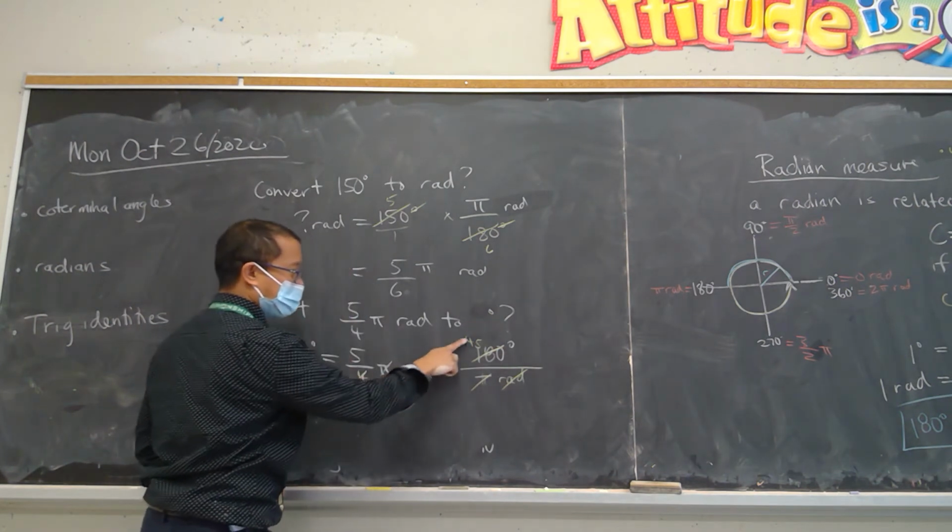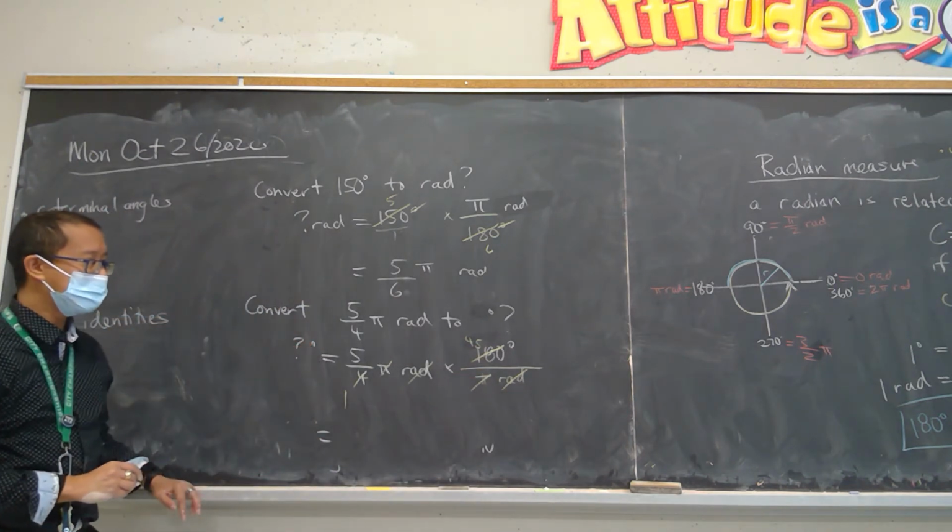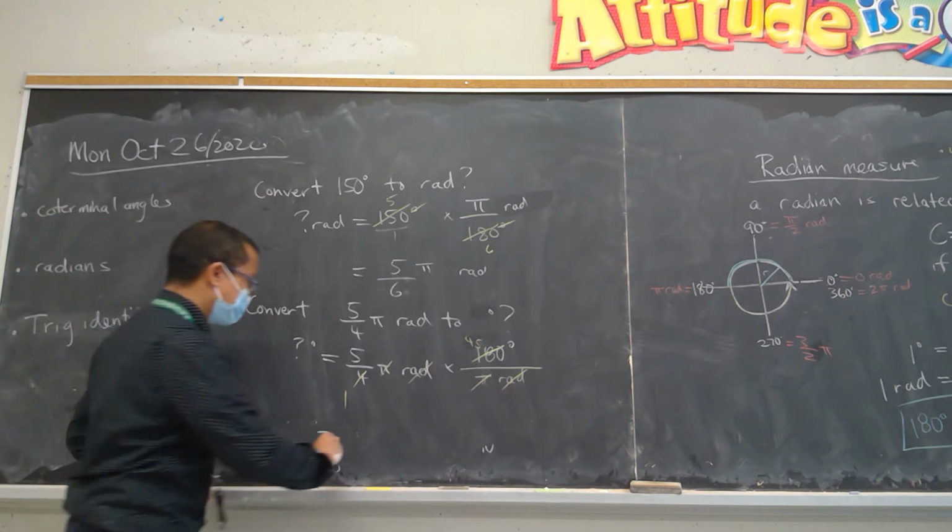So 5 times 45 degrees. Notice that kind of gives us an answer. That's how you can check. Anyone know what that is? 225.